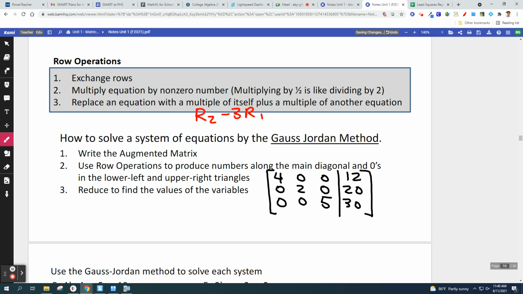So read that again. We want numbers along the main diagonal and zeros in the lower left and upper right triangles. So basically, numbers along the diagonal and zeros everywhere else. That's what we want. So if you think about echelon method, we needed to zero out this, this, and this. For the echelon method, we tried to put zeros in those 3 spots. But Gauss Jordan takes it another step further and also wants zeros in these 3 spots. So it's going to be more work, but I kind of like it better because it takes out the variables and just looks at numbers.